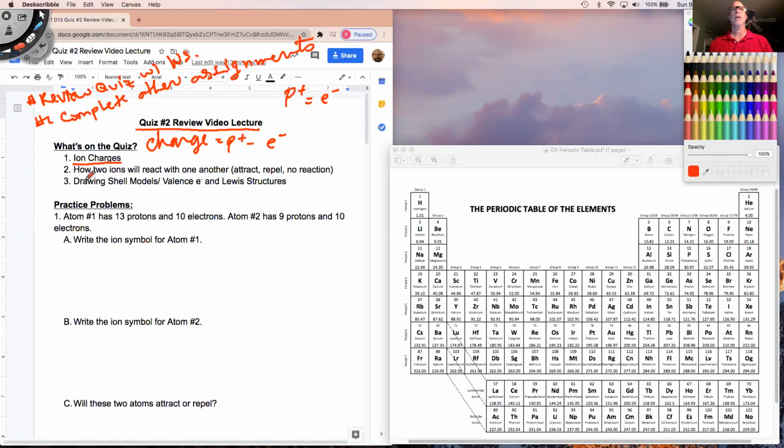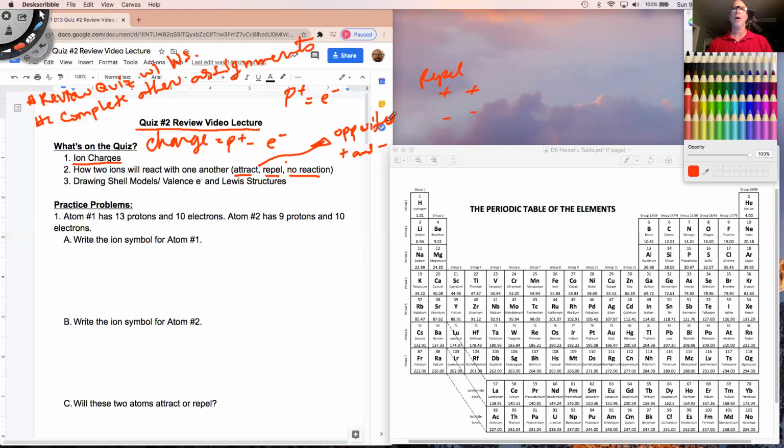So the next thing that you need to know how to do is how ions will interact with each other. Are they going to attract, repel, or will there be no reaction? So what kind of things are going to happen here? Well, if things are going to attract, we talked about opposites attract, right? Opposites attract. So if you have a positive and a negative ion, then those are going to be attracted towards each other. Things that repel would be like 2 positives. So to repel would be like a positive and a positive, or a negative and a negative.